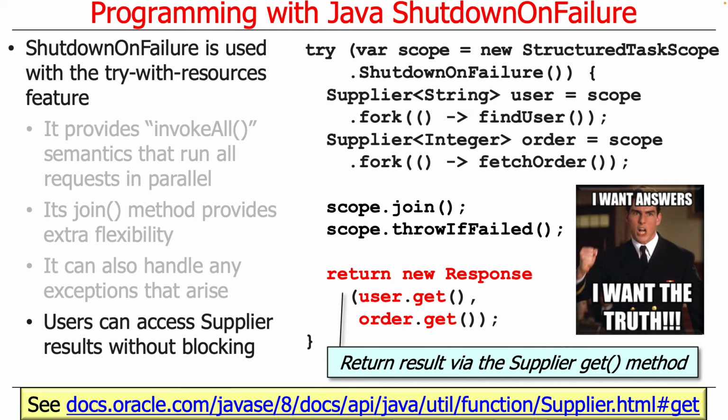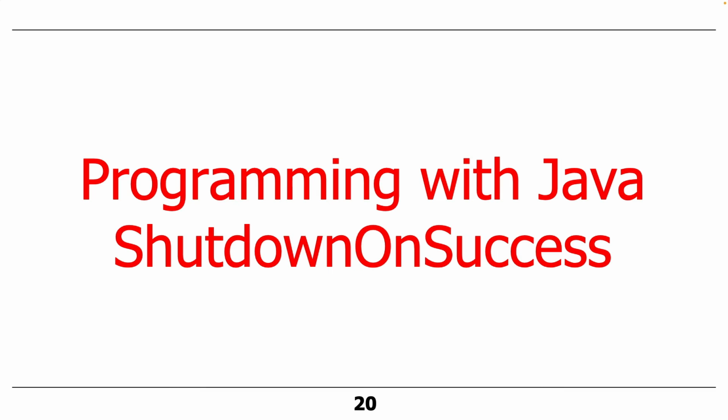But the point is that we use the get method to get the results. And as we talked about in the other class last time, this behavior is very much like a sequential program where you'd say, find me the user, get the order, return the response. It's just that by using the structured task scope shutdown on failure mechanism, now we have this world where these things run in parallel as opposed to running sequentially, which is pretty cool.